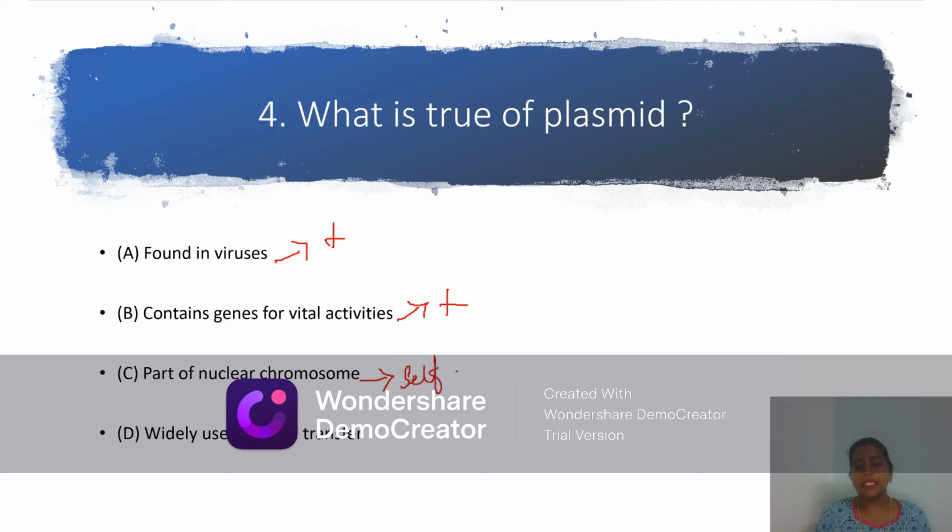It is self-replicating, independent genetic material. It's not part of the nuclear chromosome of any other organism. And the 4th option is used widely in gene transfer. We use the plasmid widely to transfer genes. We use the plasmid as the vector, right? So what's the right answer? The plasmid is widely used in gene transfer.